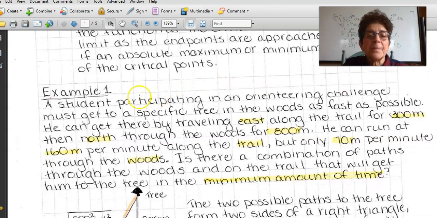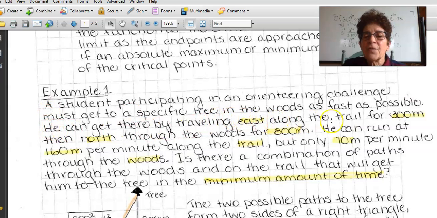In this example, we have a student who's participating in what's called an orienteering challenge. This is a challenge that's very similar to modern geocaching, where you try to get to a location in the real world as fast as possible to find clues or objects. So the student has to get to a specific tree in the woods as fast as he or she can.